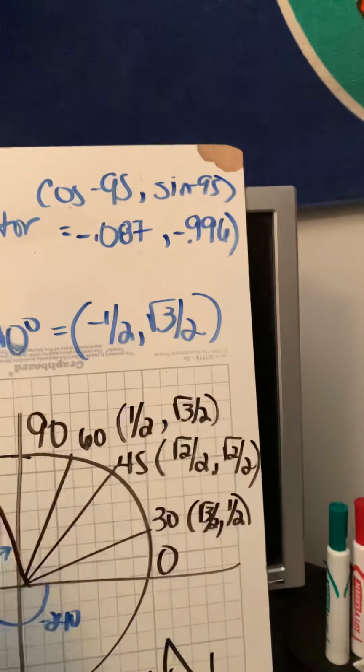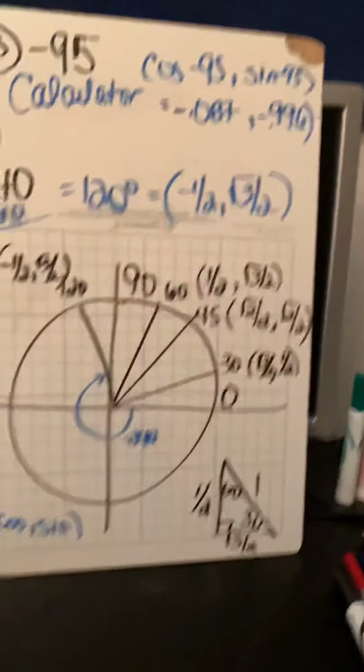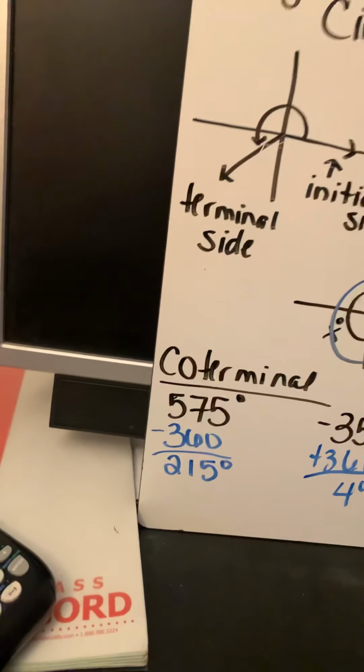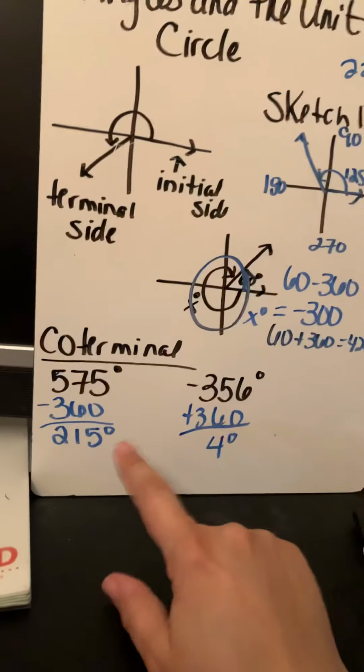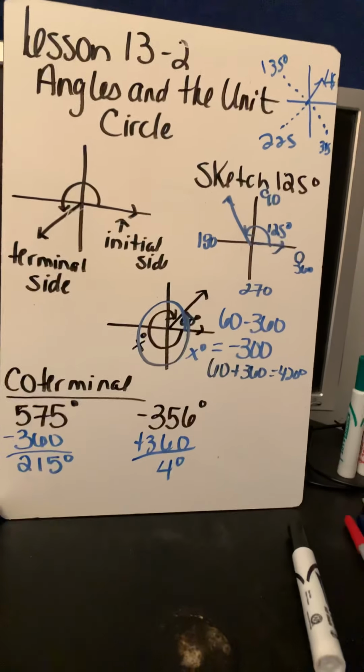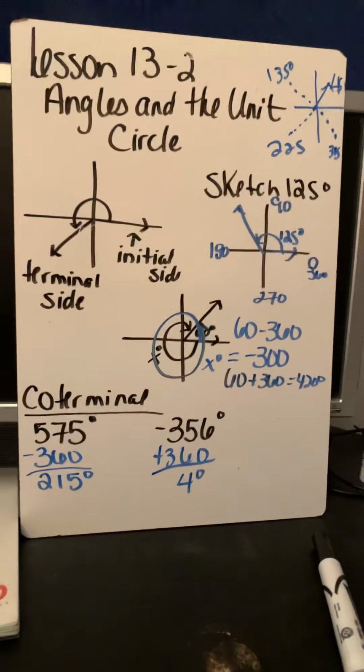So that's what you're doing today. It's a pretty easy assignment. Make sure you're watching, especially when it comes to these coterminal angles, that you are adding and subtracting like you're supposed to, but it's very, very simple. And then finding that is pretty easy as well. So there it is, angles in the unit circle.